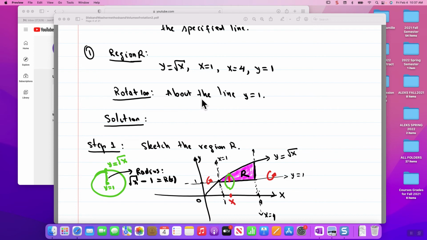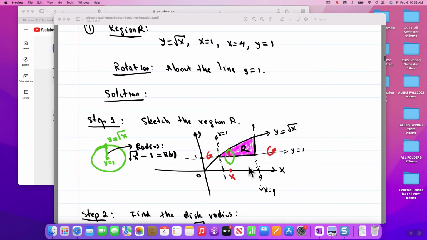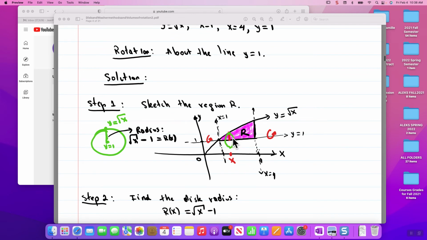The rotation is about the line y equals 1. So we're going to take this region and revolve it with respect to the line y equals 1. After you graph this, you mark the rotation. Since the line of rotation is horizontal, you know that the cross-section line will be vertical, because the two must be perpendicular. So you draw your cross-section line segment, and then you look at the top.